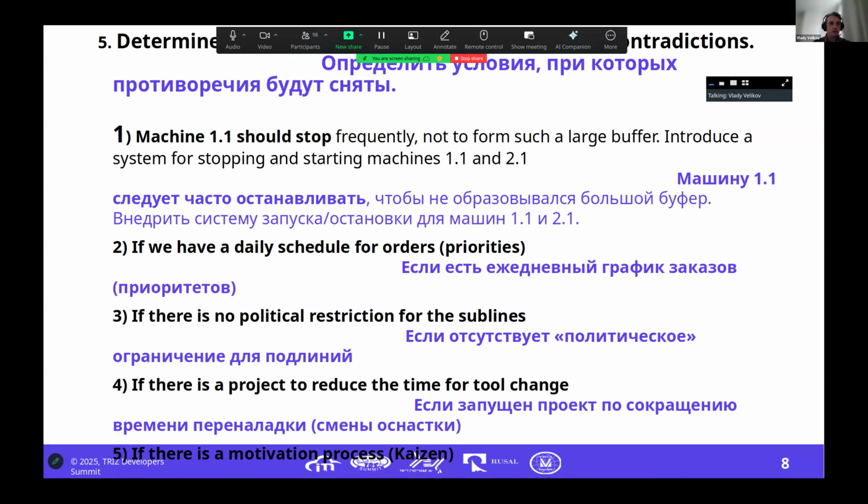And let's go to the solution. Machine 1.1 should stop frequently, not to form such a large buffer. Introduce a system for stopping and starting the machine.